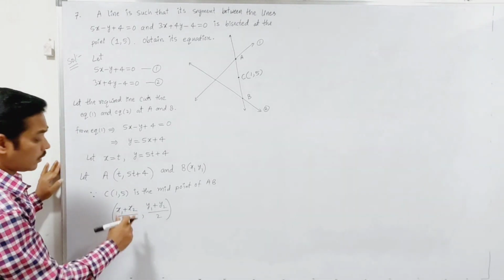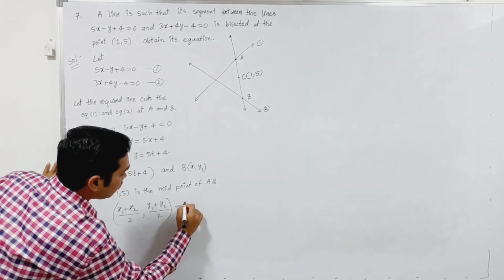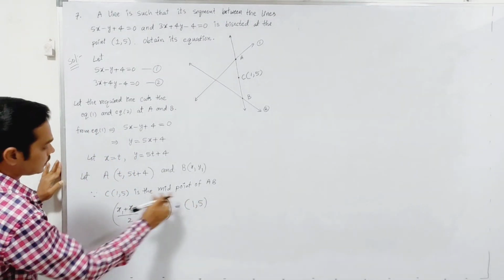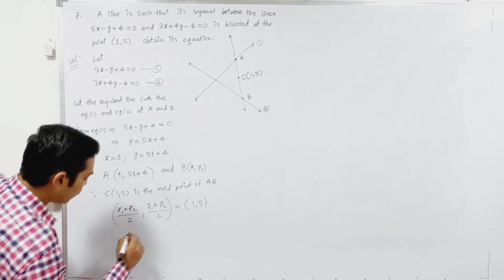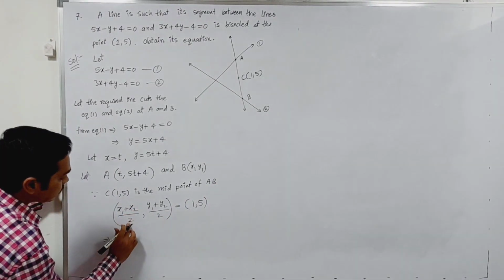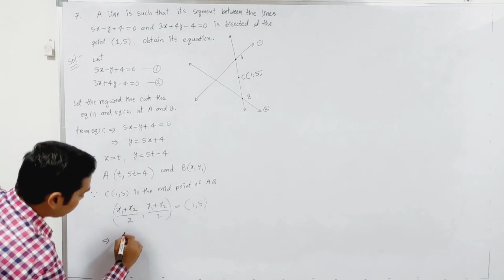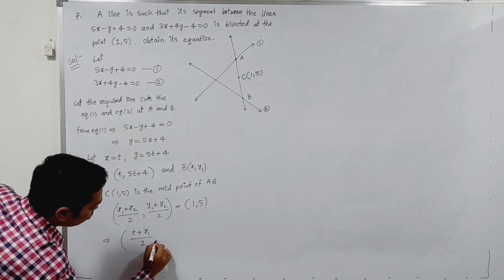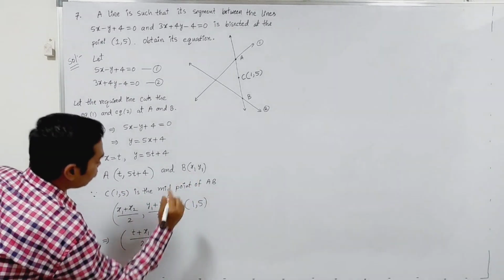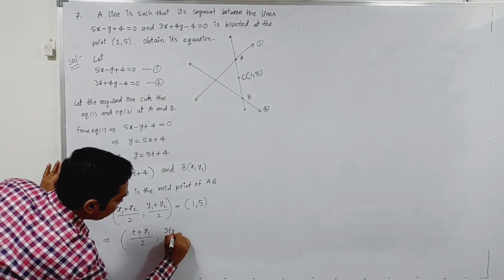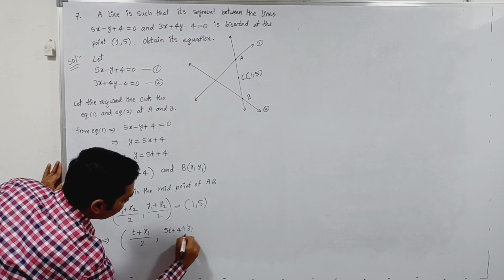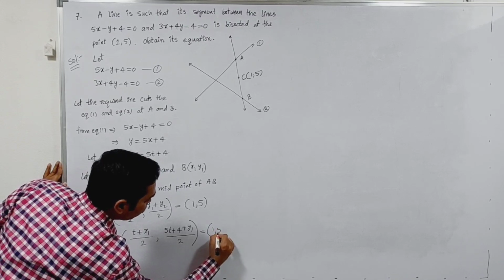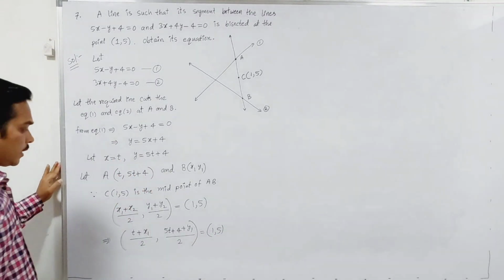This is the midpoint formula. By using this formula, this is equal to C (1, 5). The midpoint of AB is nothing but (1, 5). Apply the formula: (x1 plus x2)/2. That is ((t plus x1)/2, (5t plus 4 plus y1)/2) is equal to (1, 5), equating the coordinates of C.